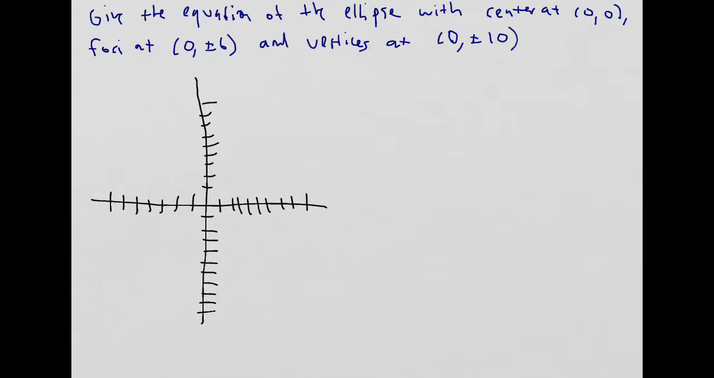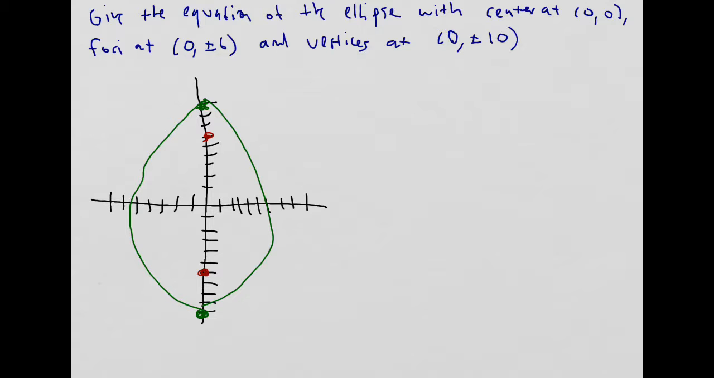So let's just plot the vertices at 0, 10 and 0, negative 10. Okay. Remember, the vertices are always along the major axis. So we can conclude here that the major axis is vertical. So essentially this will be a football, or an oval that is standing on its tip. It's going to look a little something like this. Okay? We also know that the foci are at 0, positive 6 and 0, negative 6.